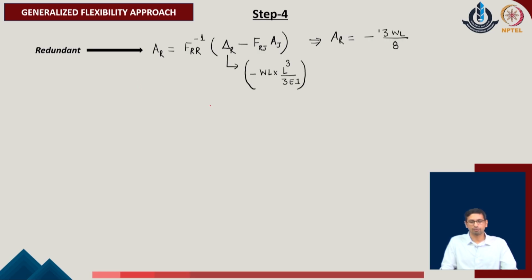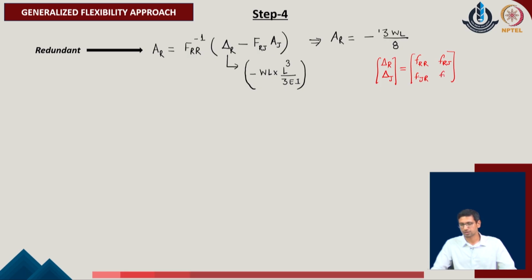We consider that the evaluation of the system response can be done in the same manner. The system response, delta of R and delta of J, corresponding to the free degrees of freedom in the given system, or the joints which are free to take place, is defined by the flexibility matrix, which is F of RR, F of RJ, F of JR and F of JJ, multiplied with A of R and A of J in the given problem.